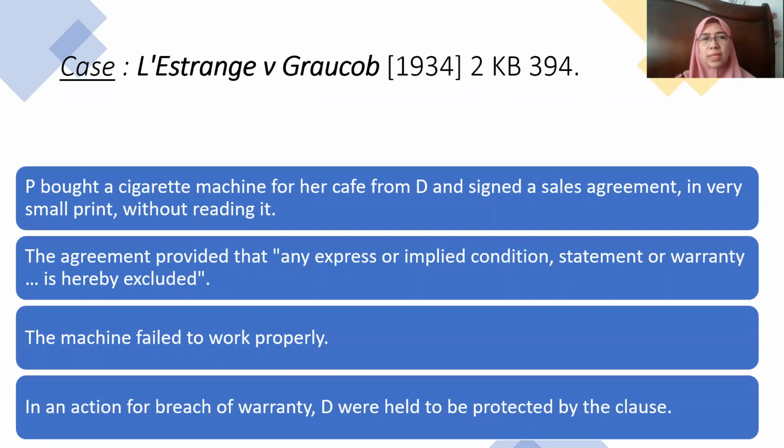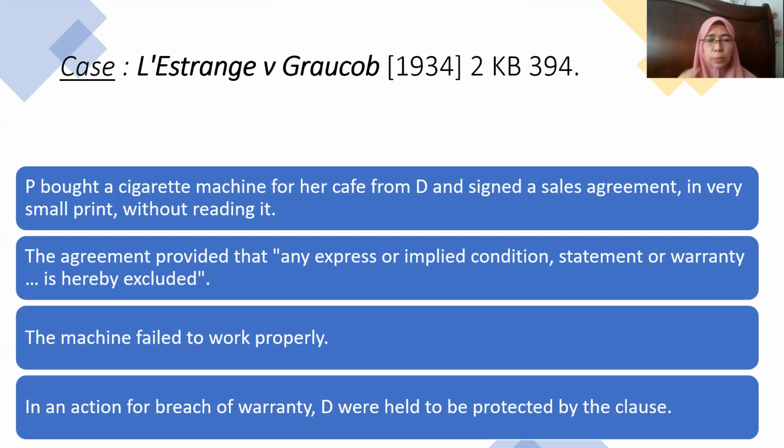Okay, we have a very classic case here. This is common law. The case is L'Estrange v Graucob, 1934. This is to show us how the court applies the rule pertaining to exemption clauses. So the plaintiff bought a cigarette machine for her cafe from the defendant, and she signed a sales agreement in very small print, and she didn't bother to read it. Actually, the agreement provided that any express or implied condition, statement, or warranty is hereby excluded. So there's no warranty whatsoever with regard to the cigarette machine.